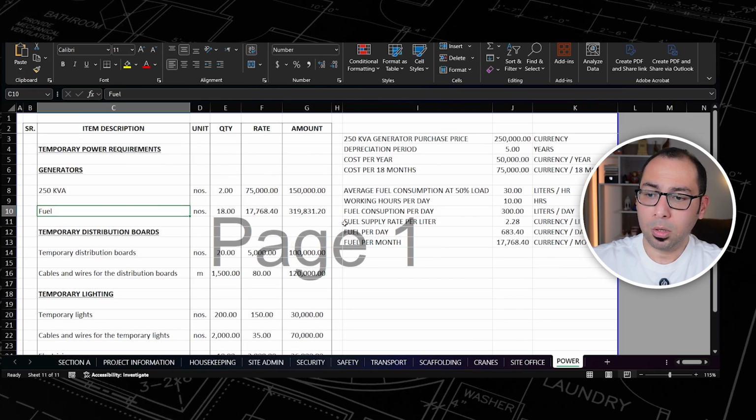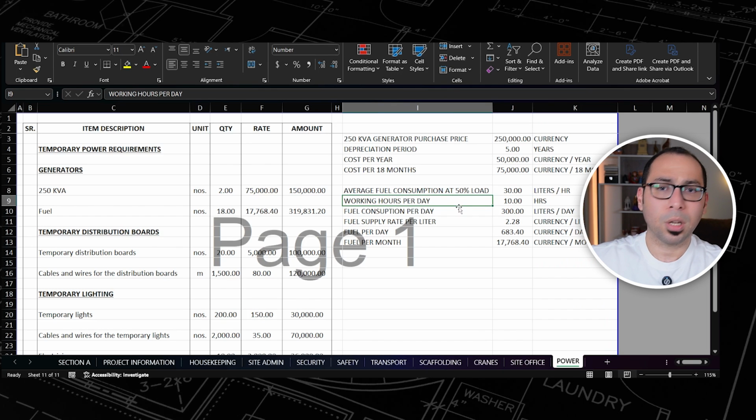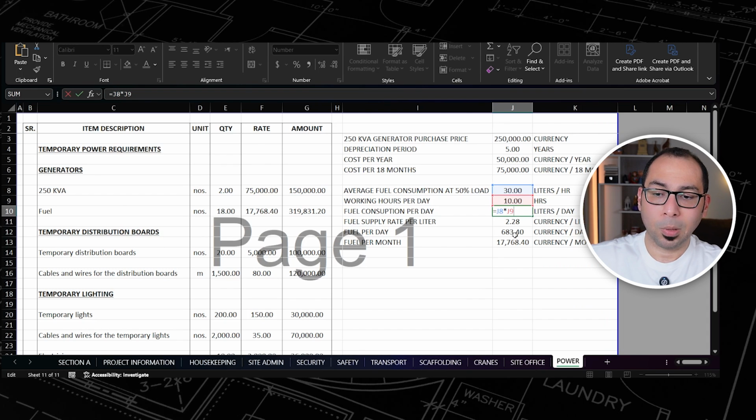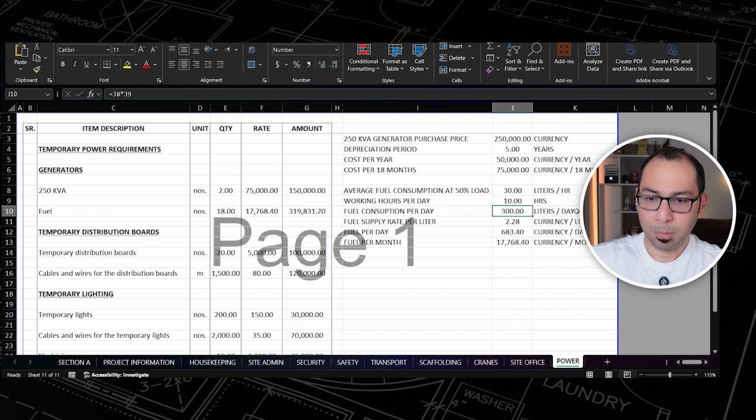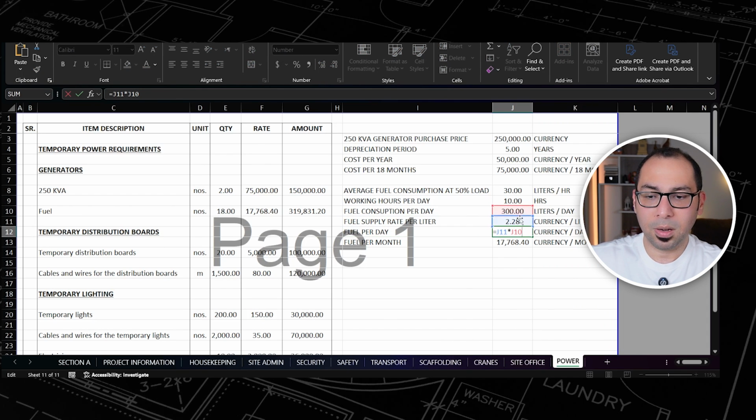So here, 2 generators, 150. And then for the fuel, you need to calculate the fuel consumption for the generator. So here, average fuel consumption at 50% load is 30 liters per hour, and the working hours per day 10. So fuel consumption per day, I need to multiply these two, I need 300 liters per day, and the fuel supply rate per liter, I need to put the rate here, and the fuel per day required will be 300 liters per day multiplied by the price per liter. So you get here how much you need to spend daily for the fuel.